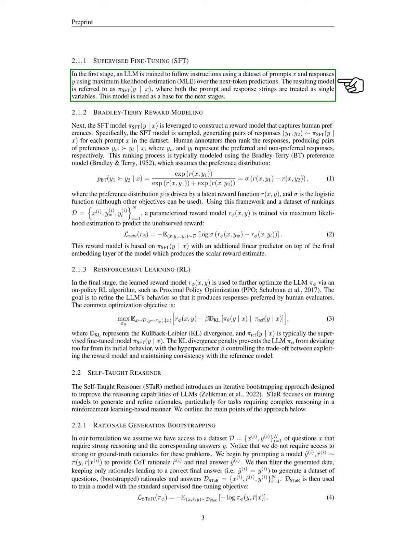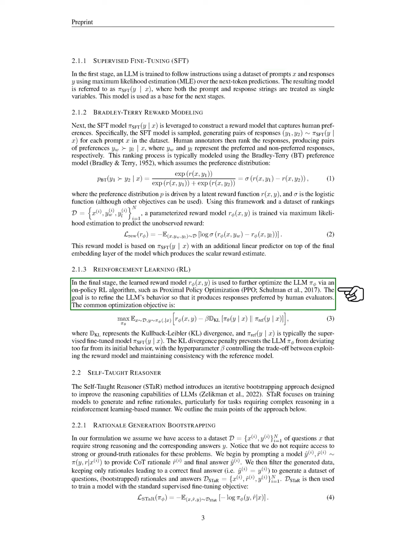Next, we move to reinforcement learning (RL). In the final stage, we utilize a learned reward model to optimize the LLM through an on-policy RL algorithm, like proximal policy optimization (PPO). Our aim is to enhance the LLM's responses to align with human preferences. The optimization focuses on minimizing the Kullback-Leibler divergence, which helps maintain the LLM's original behavior while balancing the exploitation of the reward model.